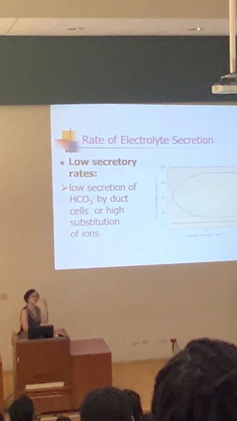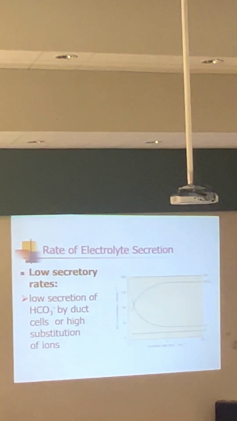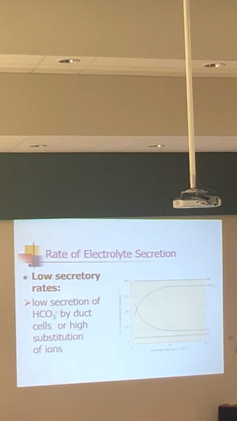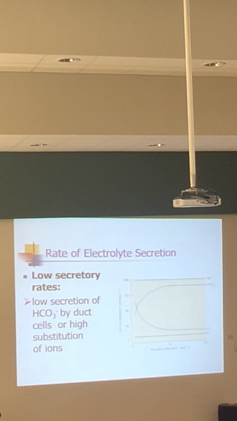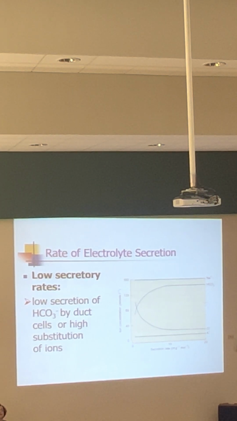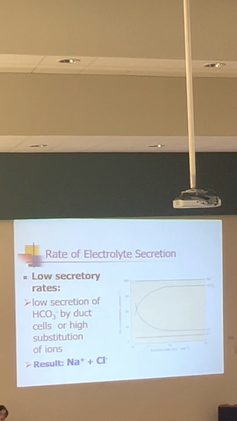The other theory is that the cells simply secrete bicarbonate. So at a low secretory rate, if they secrete bicarbonate in the large ducts, it is exchanged for chloride ions. You can understand that at a low secretory rate, as we explained with the salivon, there's lots of time for exchange with chloride ions in the ducts. And so the end result is that you get predominantly chloride ions with sodium.